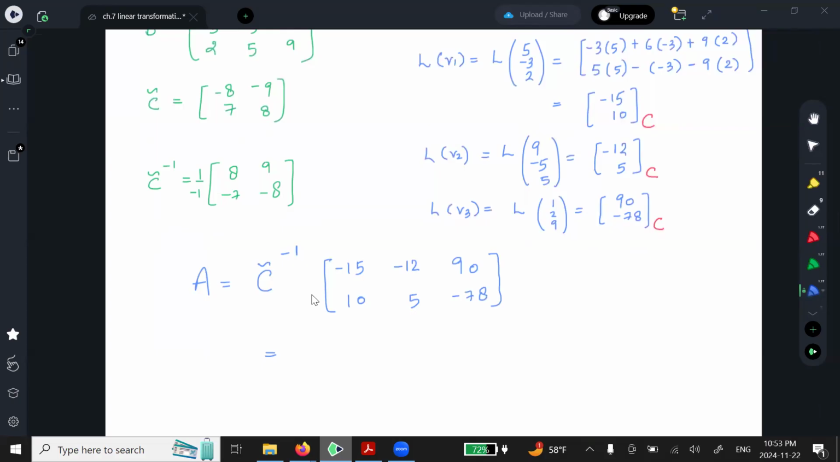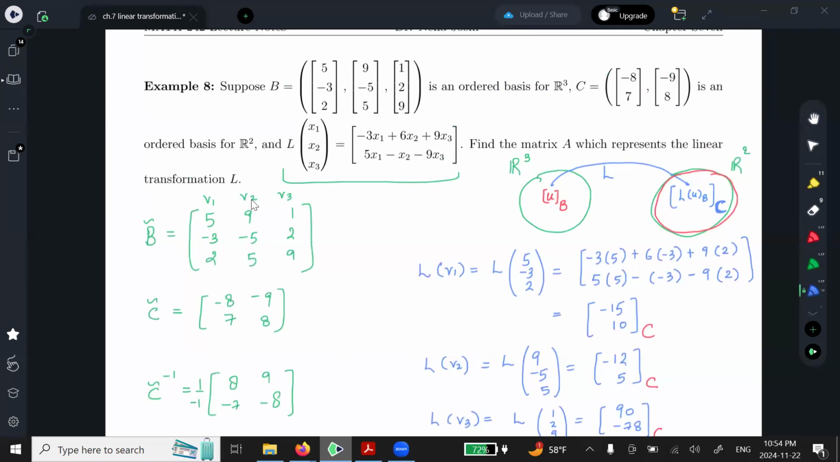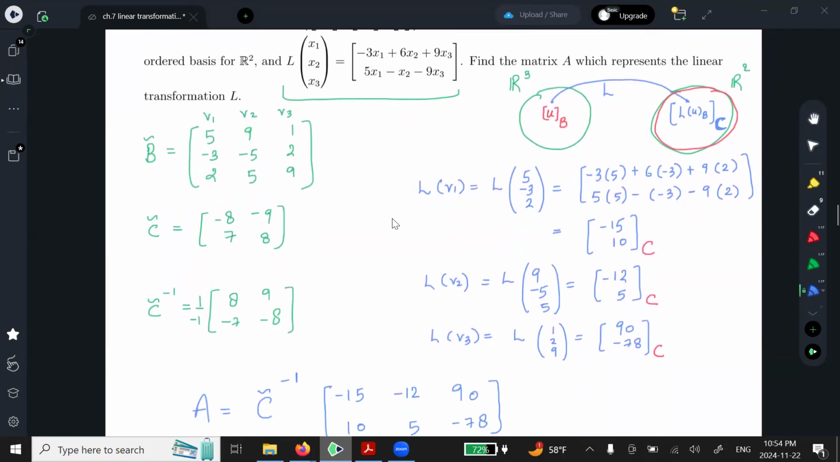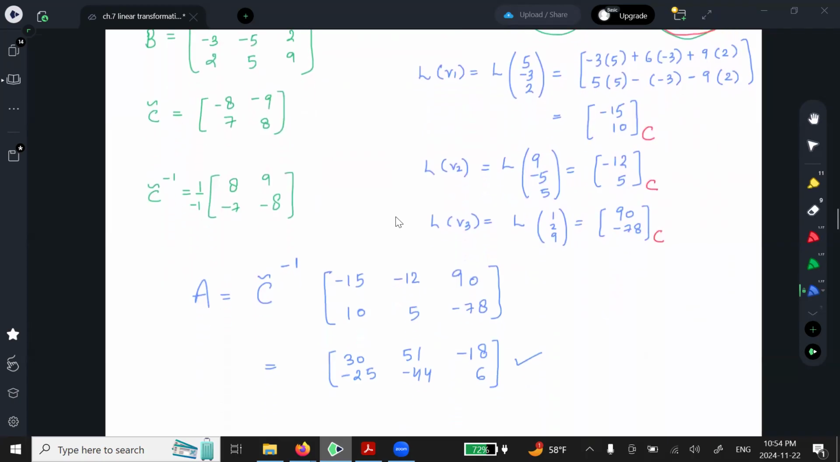So when you multiply C inverse with this matrix, that will give you the final answer. I'll just write it out here for you. And I've got 30, negative 25. I've got 51, negative 44. And I've got negative 18 and 6. That's my matrix of linear transformation with respect to the standard basis. And that's how you solve a question like this. And next we'll move on to more properties of linear transformation in the next video.